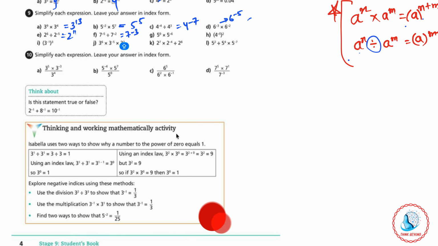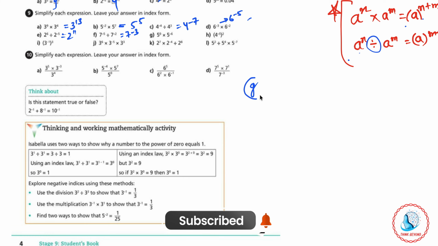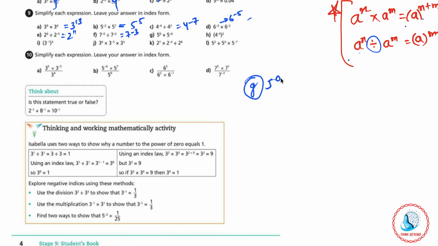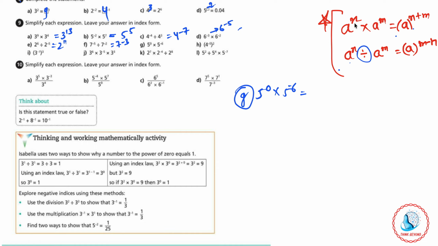Okay, let's come to question number G. Question number G says 5 raised to power 0 multiplied by 5 raised to power minus 6. Any number raised to power 0 is 1, but we don't have to do that. We have to apply the formula. First formula is going to be used because multiplication sign is there. Okay, so 5 raised to power 0 plus minus 6 will give you 5 raised to power minus 6. This is our answer.